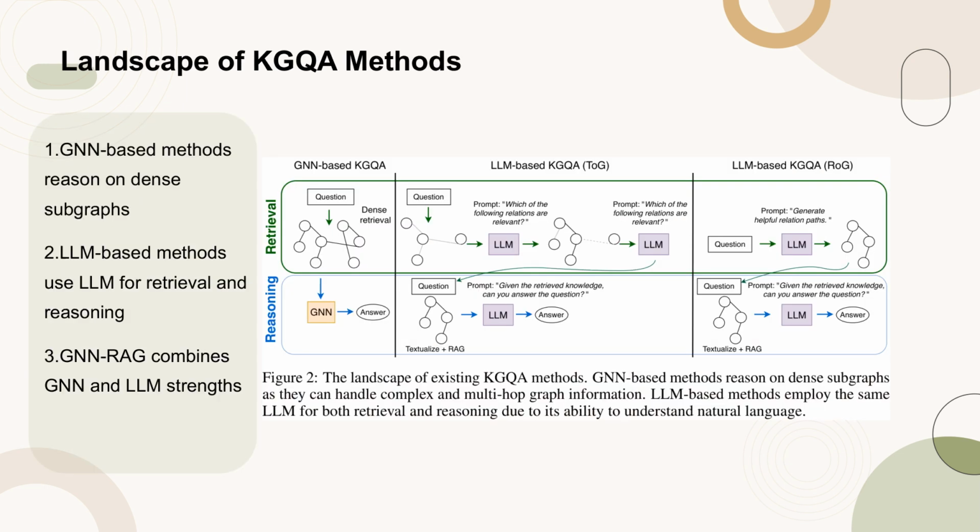Figure 2 illustrates the landscape of existing knowledge graph question answering, KGQA, methods. GNN-based methods, such as GraphNet and NSM, reason over dense subgraphs, leveraging the GNN's capability to manage complex, multi-hop graph information. In contrast, LLM-based methods, like ToG and RAG, utilize the same LLM for both retrieval and reasoning tasks due to the LLM's proficiency in natural language understanding. The figure highlights how GNN-RAG integrates the strengths of both GNNs and LLMs to enhance KGQA performance.